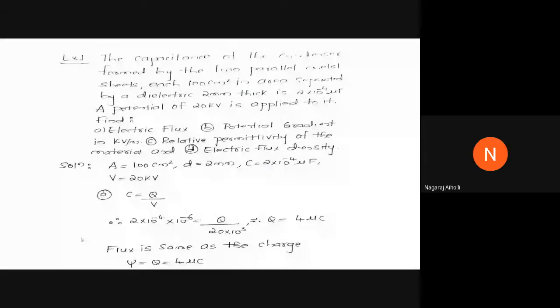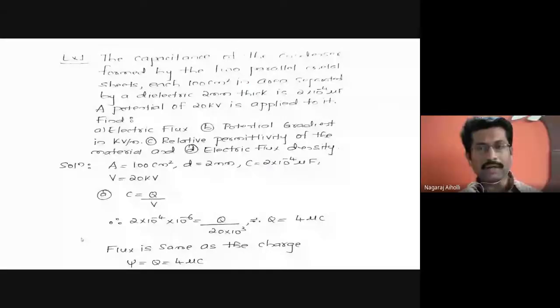We'll solve an example on this topic. The capacitance of the capacitor formed by two parallel metal sheets of area 100 centimeter square, 2 millimeter thick, is 2 into 10 raised to minus 4 microfarad. A potential of 20 kilovolt is applied to it. Find first, electric flux; second, potential gradient in kilovolt per meter; third, conductivity of material; and fourth, electric flux density. Note down the question, then we'll solve it step by step.